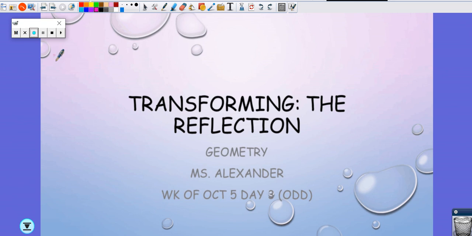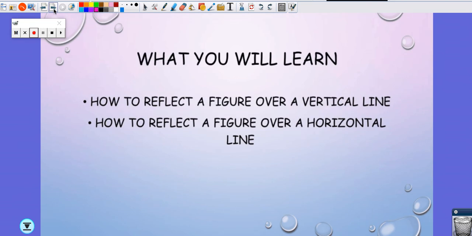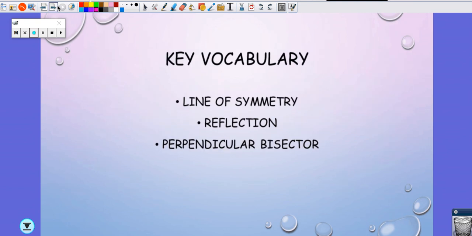All right, guys, so we're going to pick up part 2 for reflections. In this video, you're going to learn how to reflect over a vertical line and how to reflect over a horizontal line. Okay, we don't need line of symmetry. That's a line of reflection. Sorry about that. A line of reflection, as you had in your last video, is a line that we cross over in a reflection. And you already know a reflection from the last video means to flip over a line of reflection, and a perpendicular bisector is what is created when we actually perform the reflection.